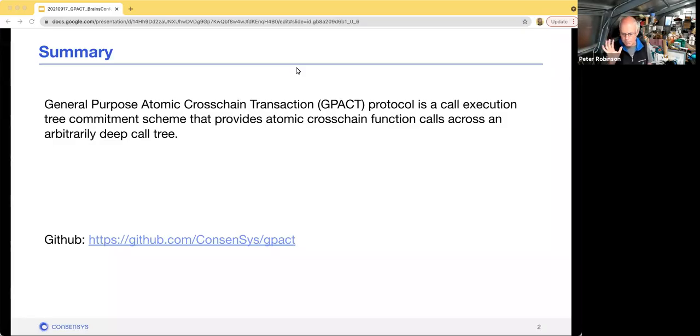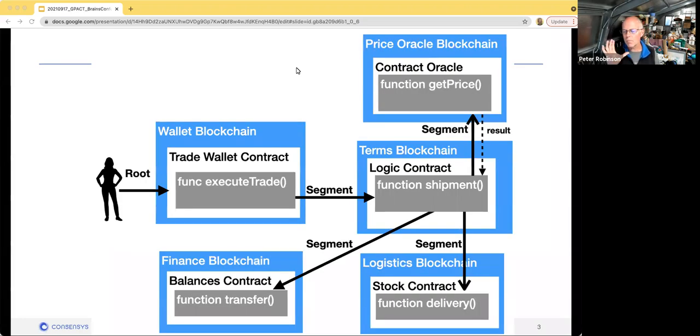So the protocol is a call execution tree commitment scheme that provides atomic cross-chain function calls across an arbitrarily deep call tree. There's a GitHub repo where you can see the source code. What this protocol gives you is business logic across blockchains.